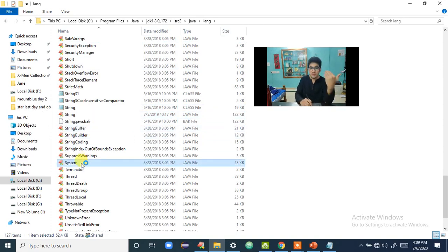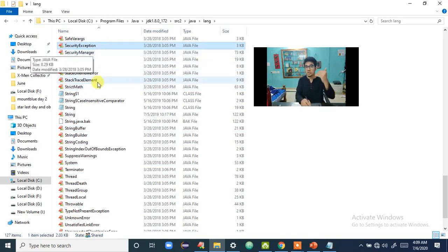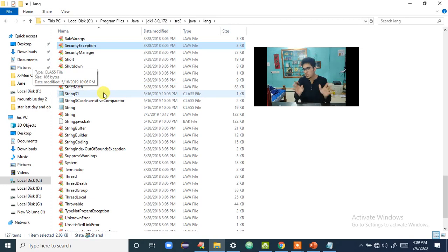Yes, which means if you want to call this class, there is maybe one more class called Throwable, one more class called Thread, one more called StringBuffer, StrictMath, Shutdown. These are all the classes. If you want to use them, you don't have to import them. Why? Because they are present in the java.lang package, and whatever is in the lang package, you don't have to import.